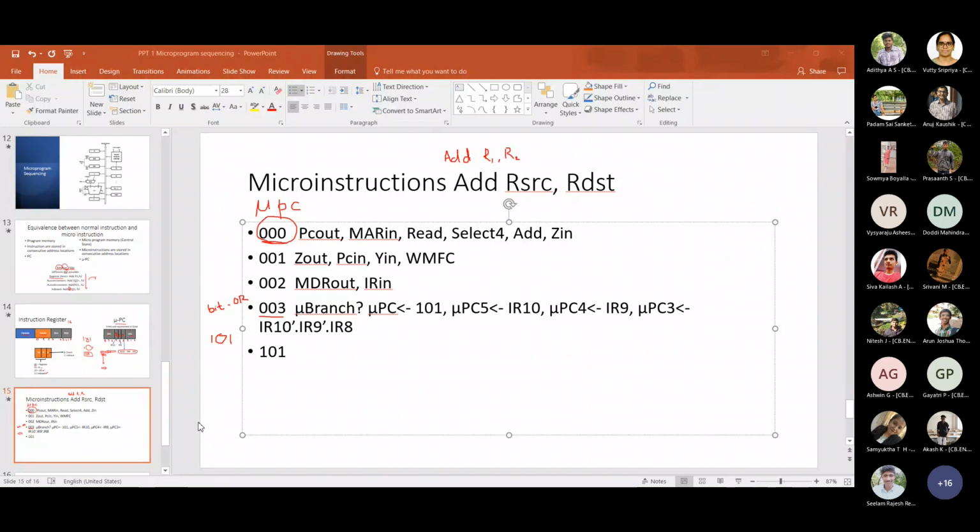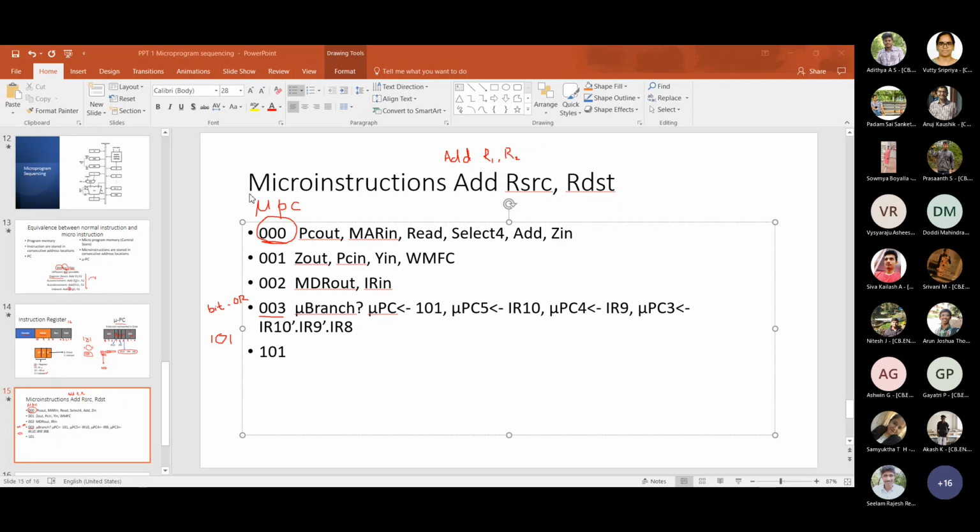Others also, if there is any slight confusion, clear it now itself. Only one out is possible in one clock cycle because we are discussing single bus architecture. If it's multiple bus, depending on as many buses as you have, you can have multiple out statements.